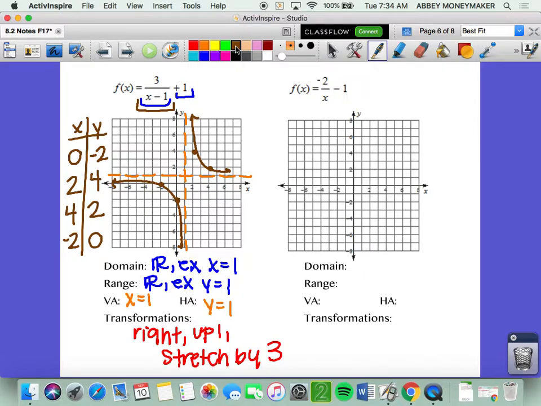We're going to do the same thing on this next one. You notice down here you don't have an h, so if you want to put that +0, you're more than welcome to. So the domain is all real numbers except when x equals 0. For the range, we would say all real numbers except when y equals -1. So my vertical asymptote is x equals 0. My horizontal asymptote is y equals -1. So vertical at 0, horizontal at -1.